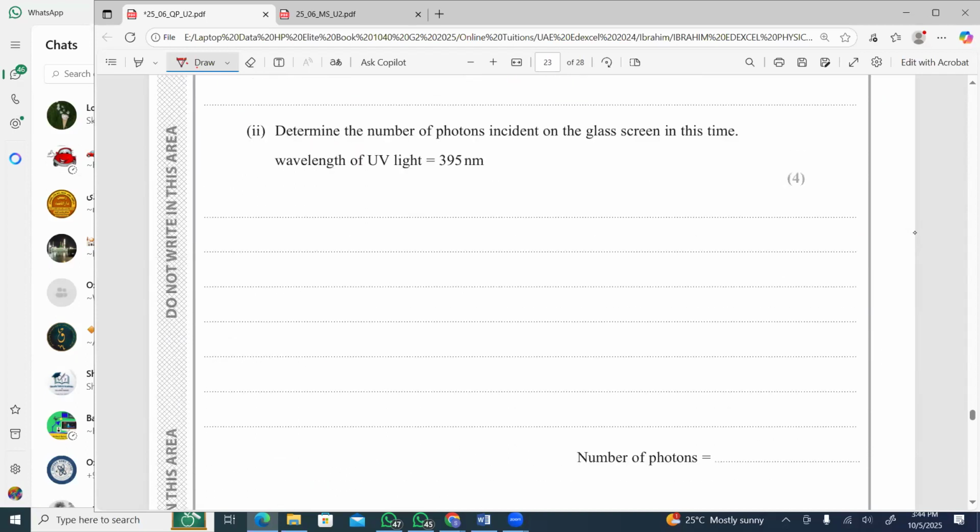Now determine the number of photons incident on the glass screen in this time. The wavelength of the UV light is 395 nanometers. So the number of photons: you know that the energy of a photon is hf, and this is true for one photon. If you want the number of photons, you write nhf for n number of photons.